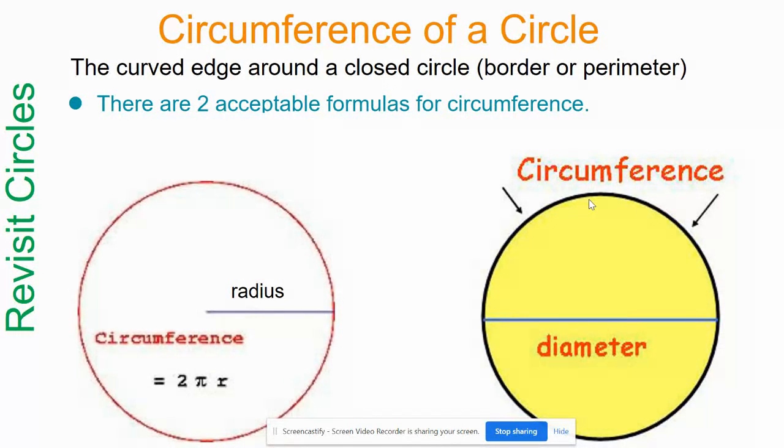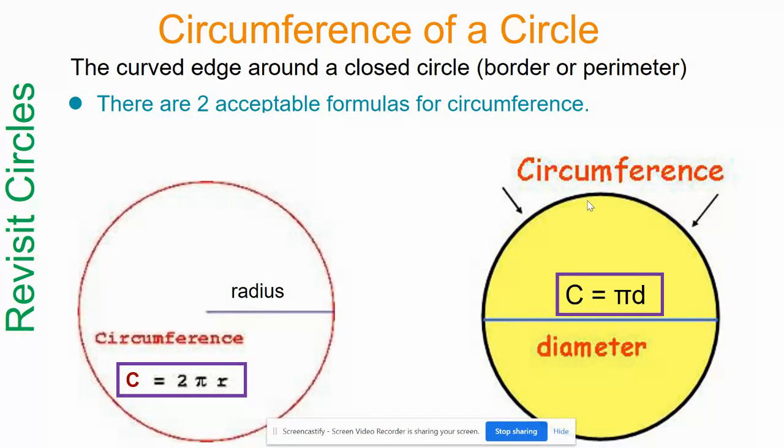We talked about circumference of a circle previously; you learned about it in 7th grade. When we talk about circumference, it's the curved edge around a closed circle, which means that's the perimeter or the border. There are two acceptable formulas for circumference. We can use the radius, so the circumference is equal to 2 pi r, or we can use the diameter, where the circumference is equal to pi times diameter. Remember, radius and diameter are different. The radius is half the diameter.